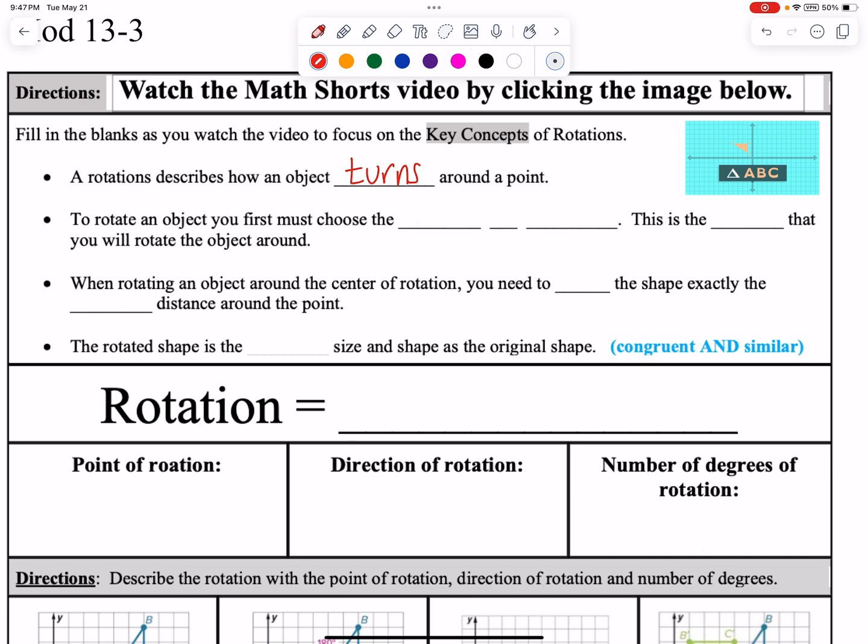When rotating an object around the center of a rotation, you need to keep the shape exactly the blank distance around the point. What do you think? Same. We'll see what that means in the video. Last one, the rotated shape is the blank size and shape as the original shape. Just like all the other ones before, we have not changed the size and the shape. It's congruent and also counts as similar. The angles are all still the same. It's congruent because the sides are also the same length.